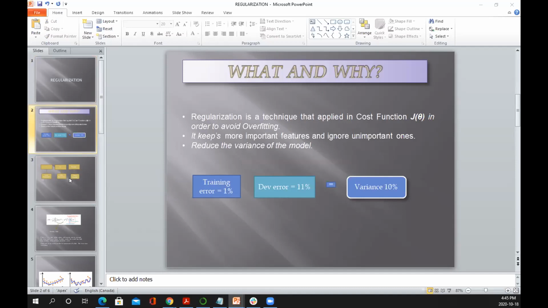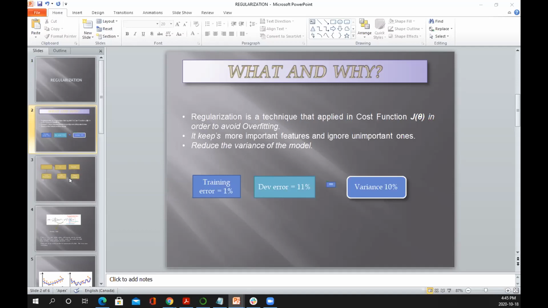So first I will talk about what regularization is and why. It's a technique applied to the cost function in order to avoid overfitting. Overfitting can occur when our development and test sets come from the same distribution, and also when the function fits too closely to a limited set of data points.